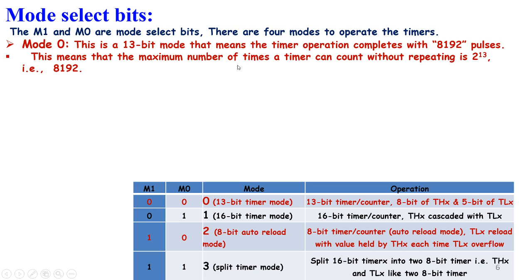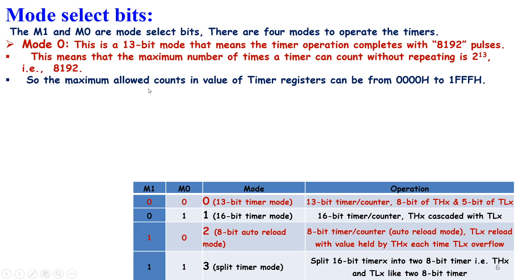This means the maximum number of counts without repeating is 2 raised to 13, that is equal to 8192. So the maximum allowed clock count value of the timer register is from 000H to 1FFFH. That is how much value we can store in timer 0 or timer 1 in mode 0.